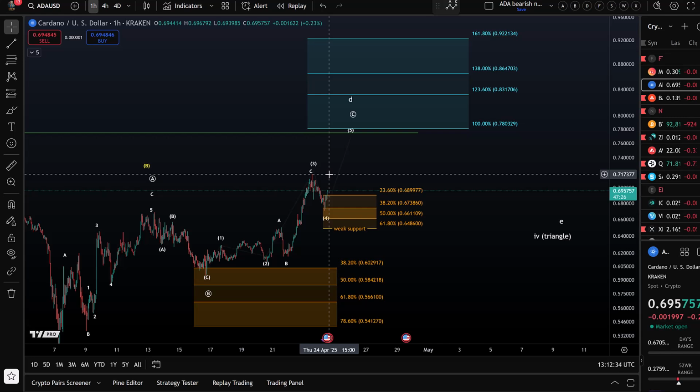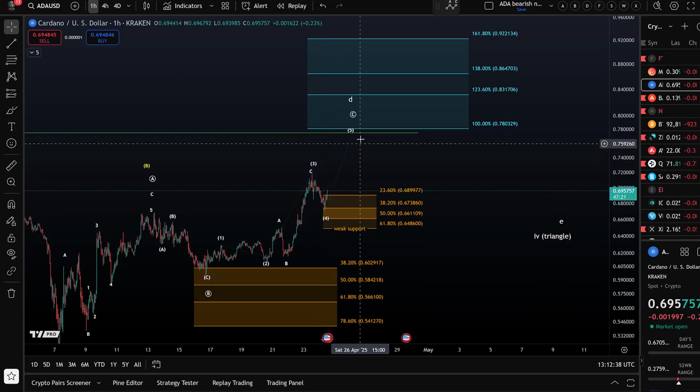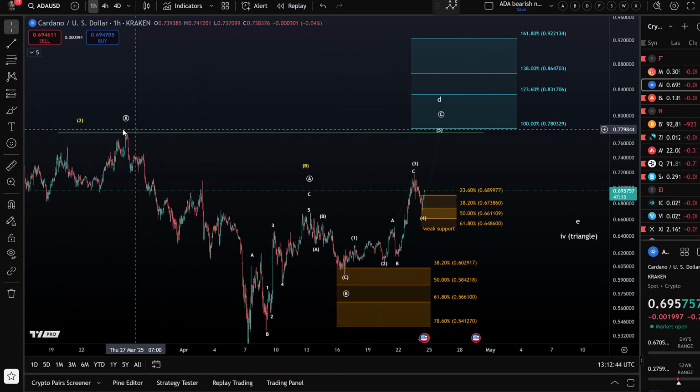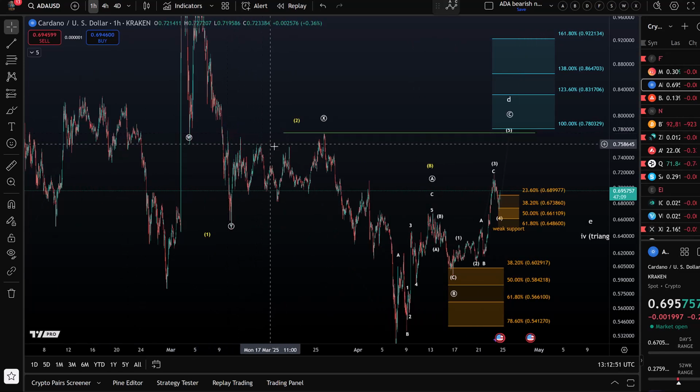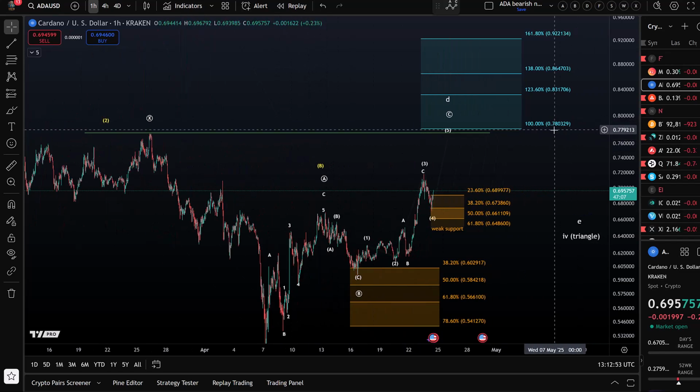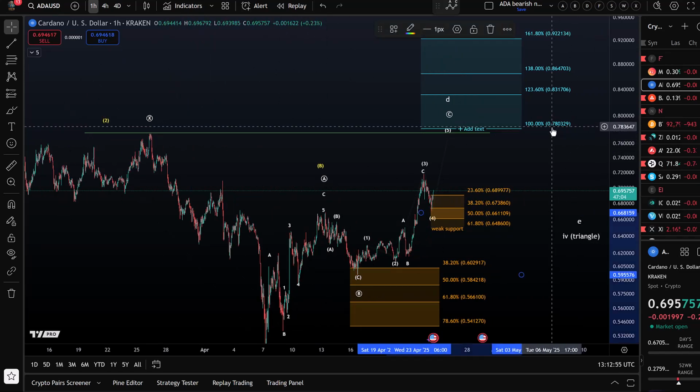A break above the 71.7 cent level, yesterday's high, would help. Then I would shift the focus towards that 77 to 78 cent area. Why is that area important? It's where we have previous swing highs, several, here from March actually, and also the 100% Fibonacci extension at 78 cents. So that is what I am tracking here on the ADA short-term chart.